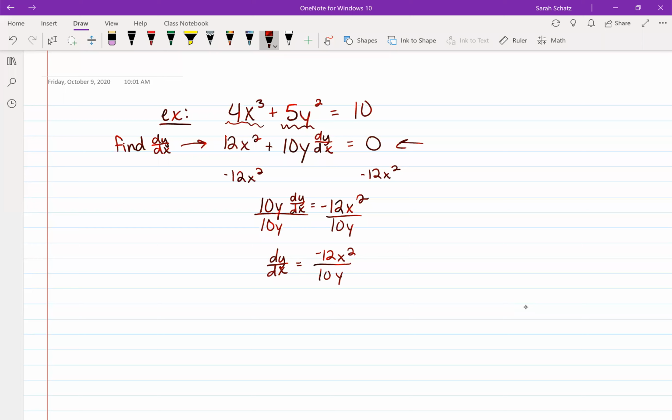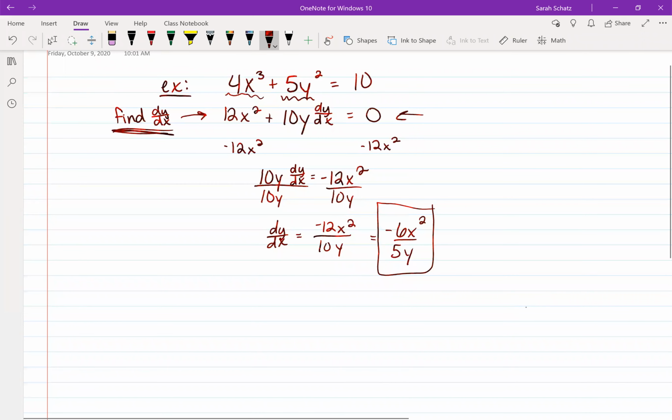And then you could reduce that 12 and the 10 though. So let's call it negative 6x squared over 5y. And then as soon as that's isolated and your term is reduced as much as possible, that would be your answer on that one. So remember, if it says this, but it doesn't give you a specific point to find it at, your answer is going to likely have x's and y's in it. And that's all right. Let's do one with a product rule.